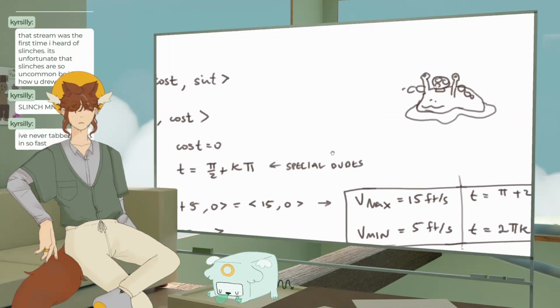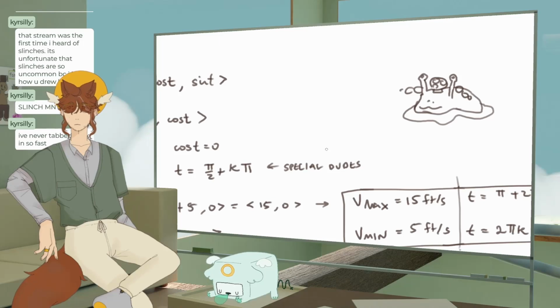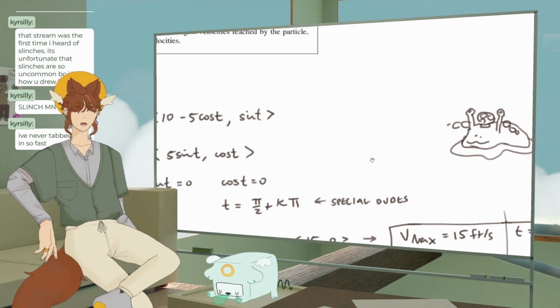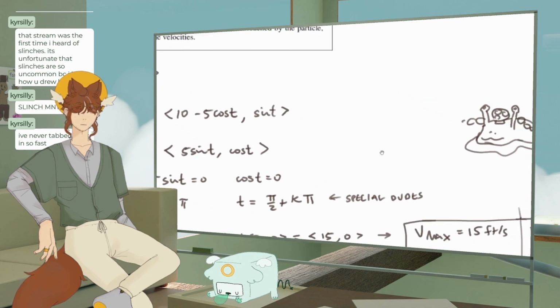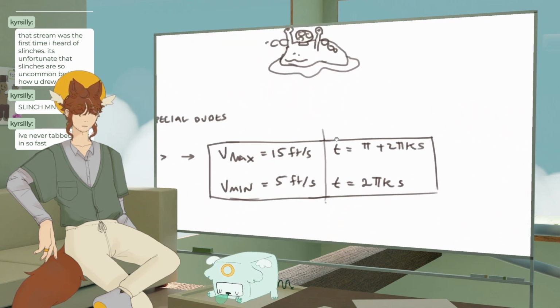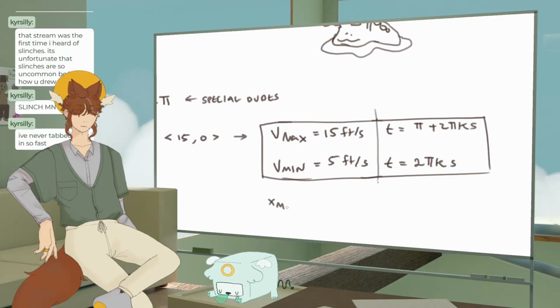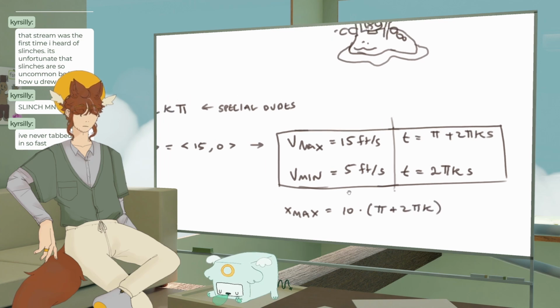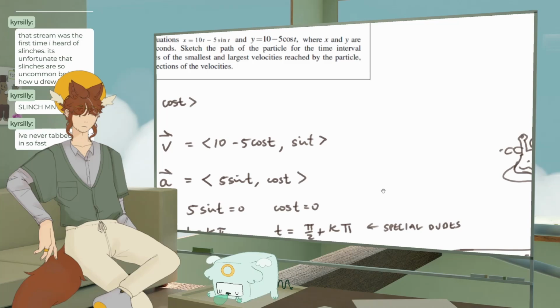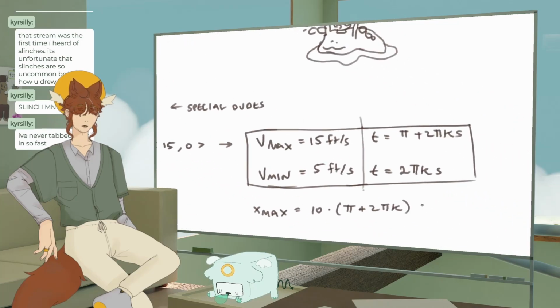So for that one, oh, do they want us to do it? Doing it parametrically would kind of suck, wouldn't it? Oh, they want us to do it parametrically. Fine. So x max, I guess, equals 10 times pi plus 2k pi, which isn't going to be great for us. Minus 5 sine.